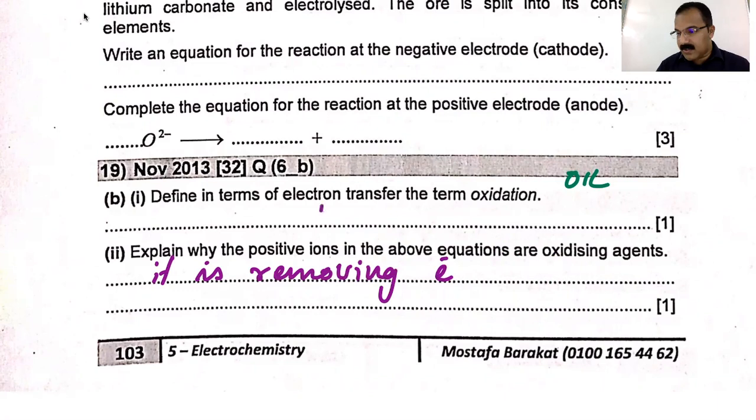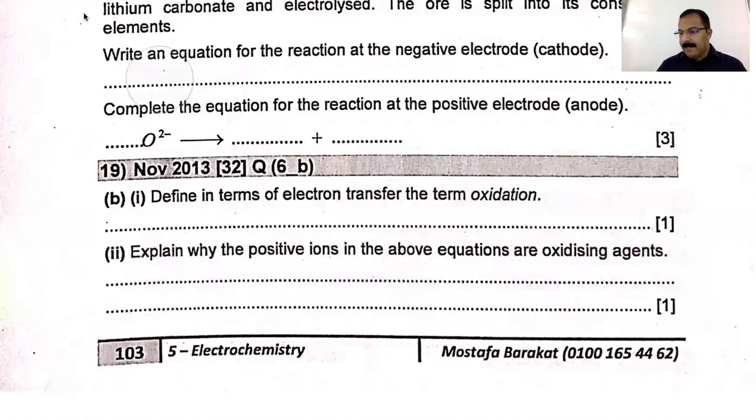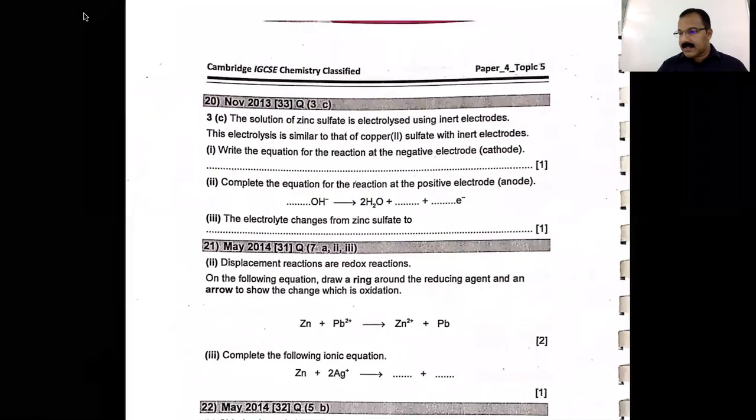Our equation was Fe2+ and Zn. So we say it's removing electrons from, if this was the equation, you will say zinc. It is removing electrons from zinc. If it was something else, then depending on that situation, you will choose. Next.